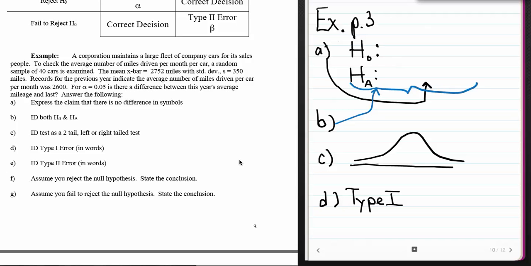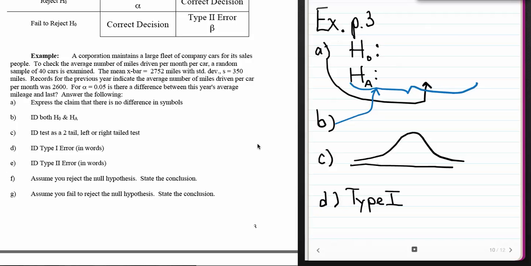So a corporation maintains a large fleet of company cars for its salespeople. To check the average number of miles driven per month per car, a random sample of 40 cars is examined. The mean x bar is equal to 2,752 miles and a standard deviation of s of 350 miles. Records for the previous year indicate that the average number of miles driven per car per month was 2,600. For an alpha of 0.05, is there a difference between this year's average miles and last year's?